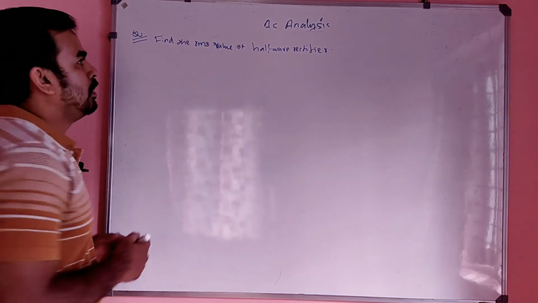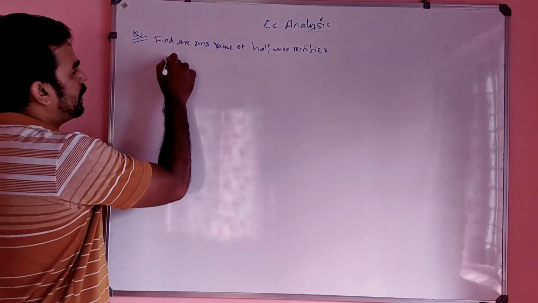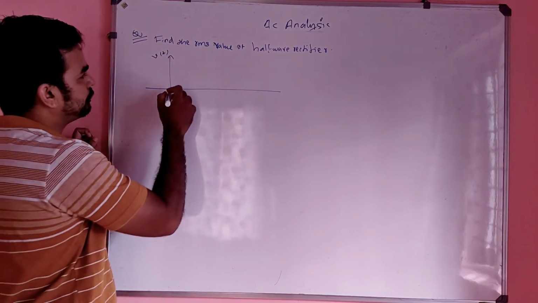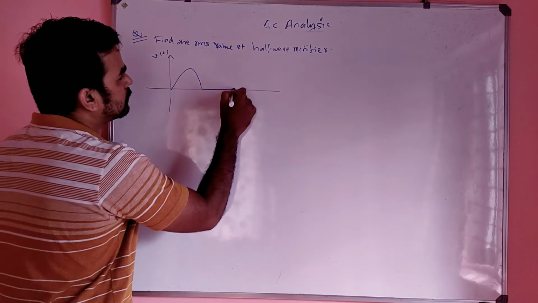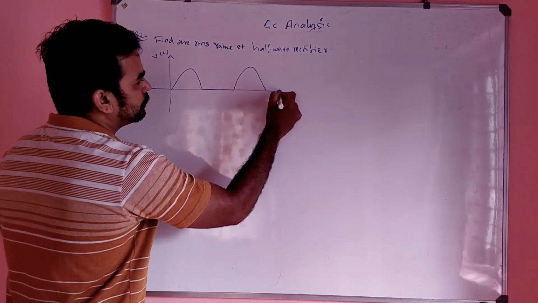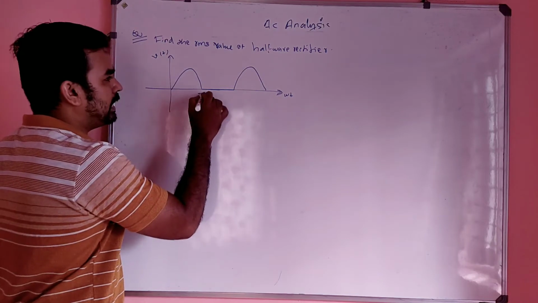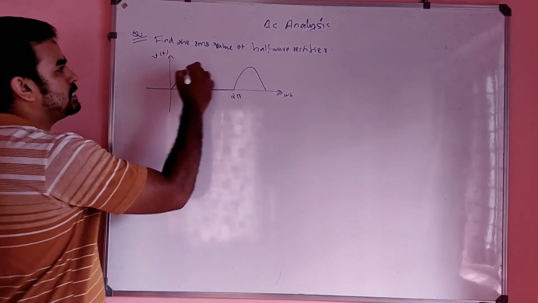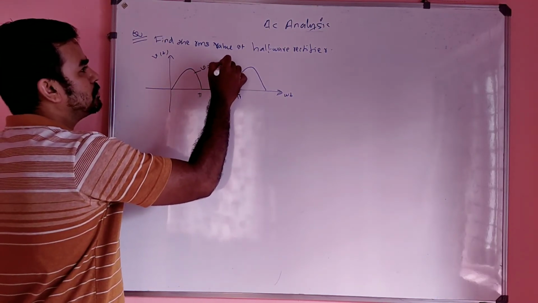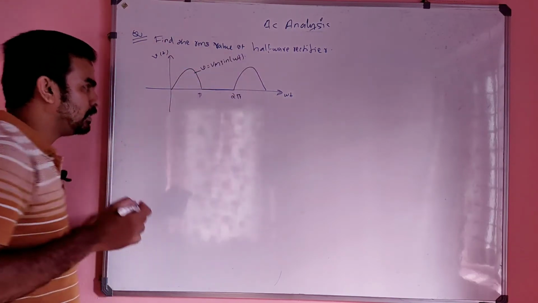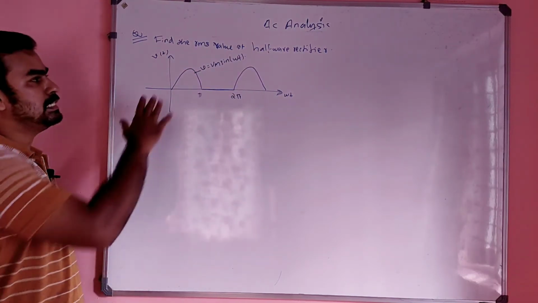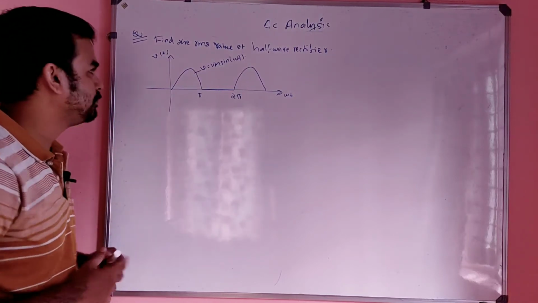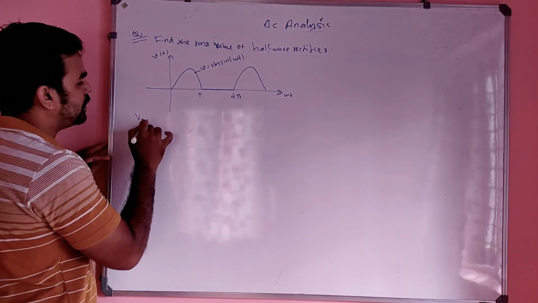See, half wave rectifier output you have to find. Let it be V of t. The output waveform will be like this. Is it correct or wrong? From 0 to pi there will be output, from pi to 2 pi there will not be any output. So this is nothing but V is equal to Vm sin omega t. So this is the waveform. First step, you have to draw the waveform and mark the angle.